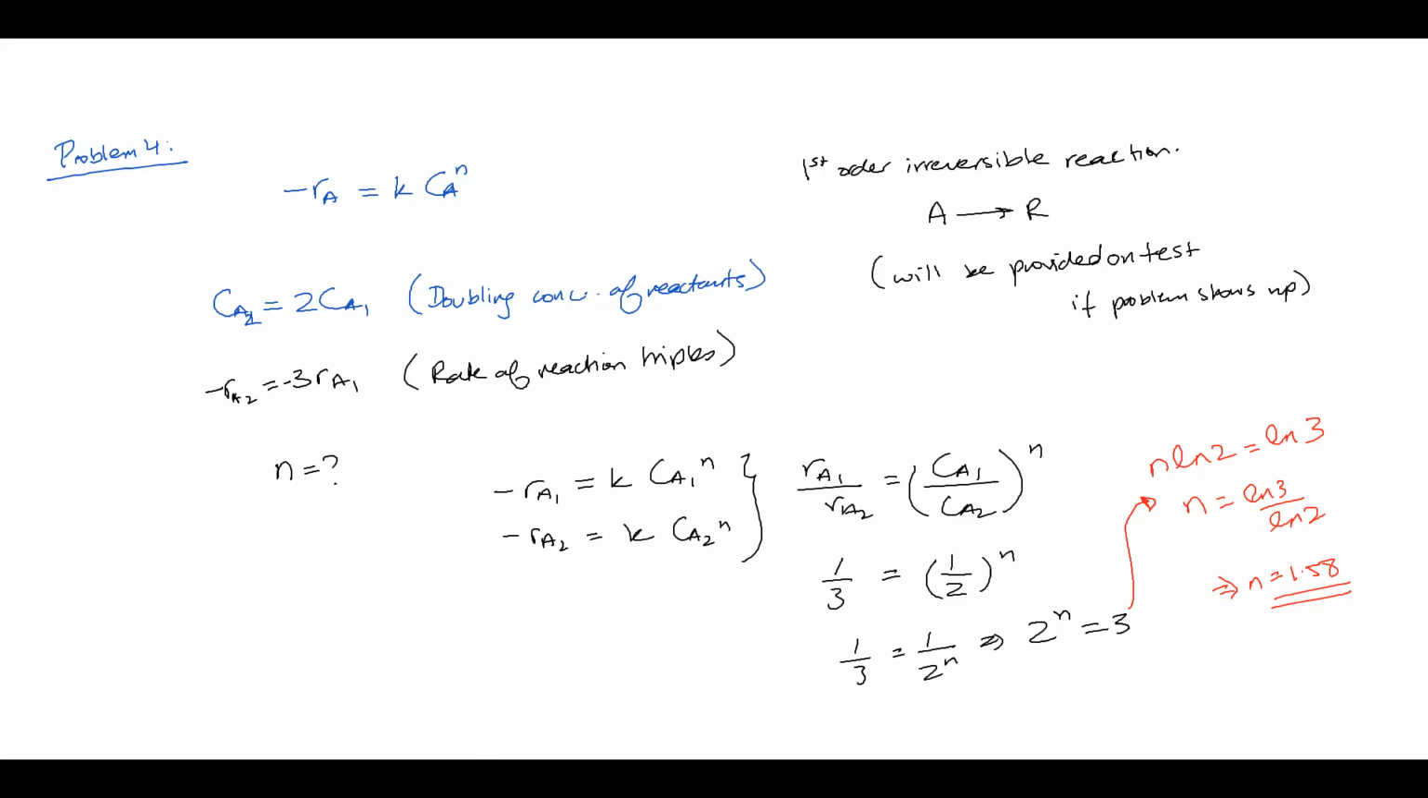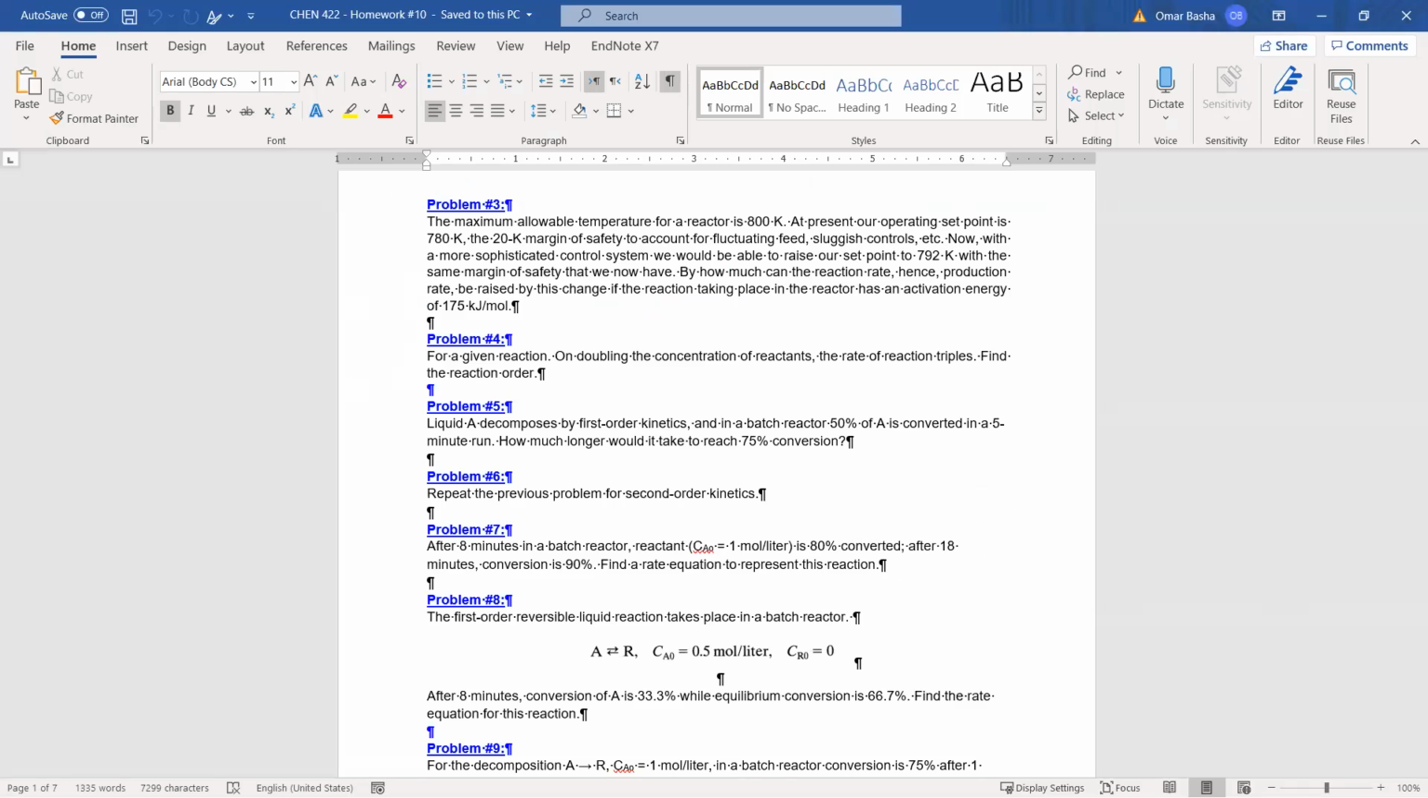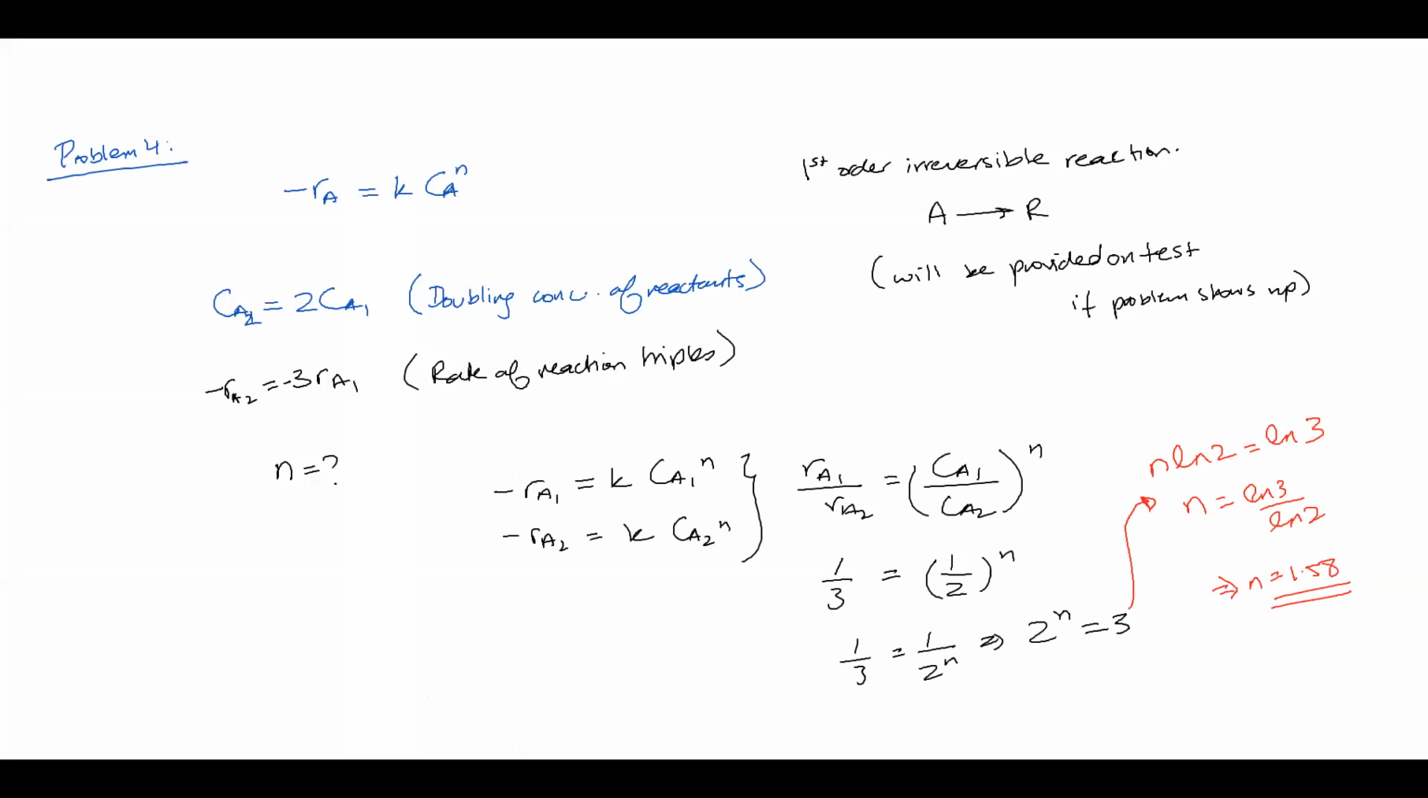Problem 5. Liquid A decomposes by first order kinetics in a batch reactor, and 50% of A is converted in a 5-minute run. How much longer would it take to reach a 75% conversion? I think this type of problem showed up on your first exam, right? There is a good chance it might show up again, but be prepared anyways.